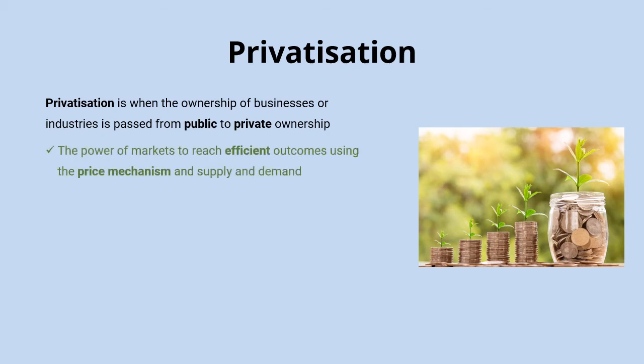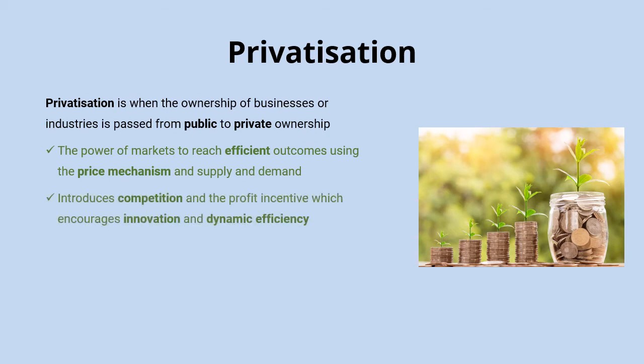So a benefit is that you get the power of markets, which are more likely to produce efficient outcomes. You've got that price mechanism, which means that you've got the incentive, the rationing and the signalling functions of prices, which work to allocate resources using supply and demand. And the idea would be that that does the resource allocation more efficiently than the public sector would be able to. You've also got the competition, which we said would be removed in nationalisation. That will be introduced. You get that profit incentive, which encourages innovation, and it encourages more dynamic efficiency as well.